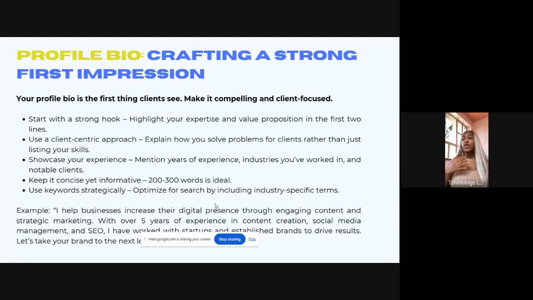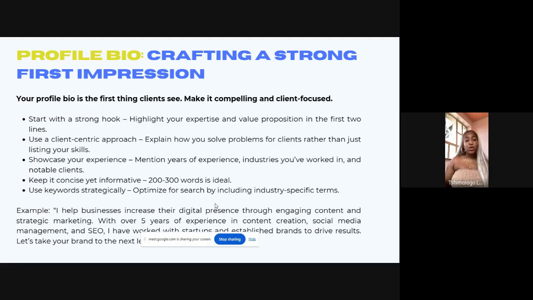So what does that mean? It means starting with a very strong hook. Highlight your expertise. What are you bringing to the table? What value are you bringing to the organization? What skills do you have that they can use for their business needs? Use a client-centric approach, explaining how you can solve their problems. The biggest problem I've seen, as I've mentioned before, is that people go into their bio and start talking about themselves. I know that in a generic sense a bio is about you, but in this sense, it's not necessarily about you. It's about how you are able to add value to the next person, essentially.